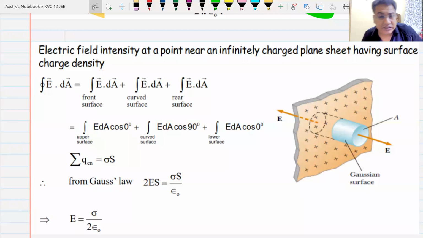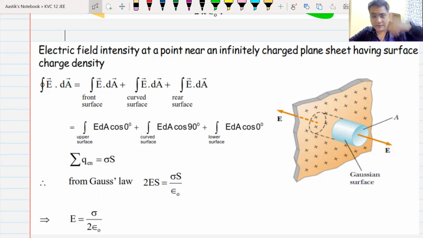Next one is an infinite sheet. Now create a Gaussian pillbox, we call it. This type of cylinder is known as a Gaussian pillbox. Pill, like a medicine pill. So in this Gaussian pillbox, I have one circular part here, one circular part here, and then we have this curved part. And here the opposite thing happens.